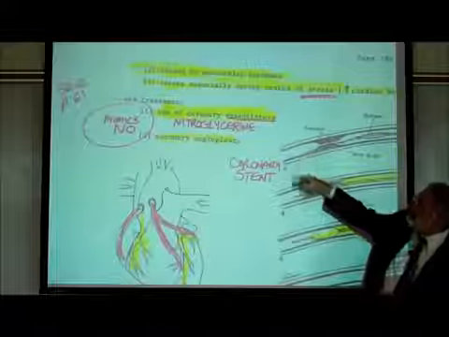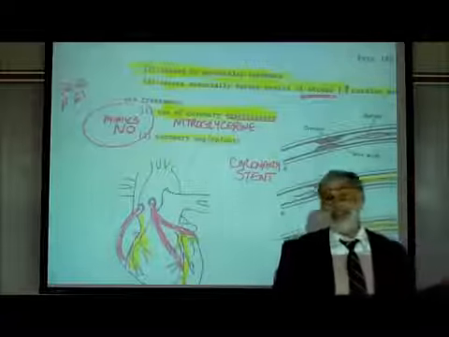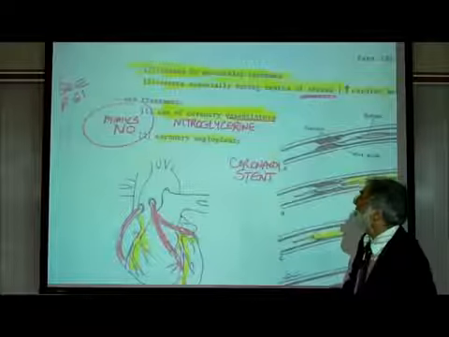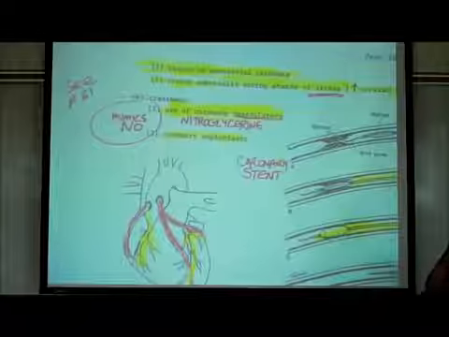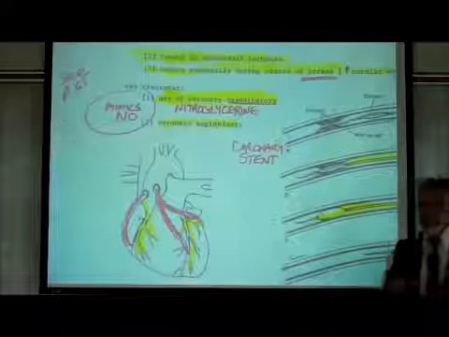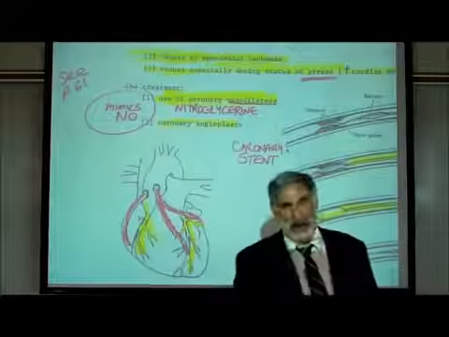Now, nitroglycerin doesn't just dilate the coronary arteries, it dilates all vessels. So that's commonly what people take whenever they experience angina. And the most common way that they take it is they usually put it sublingually under their tongue.